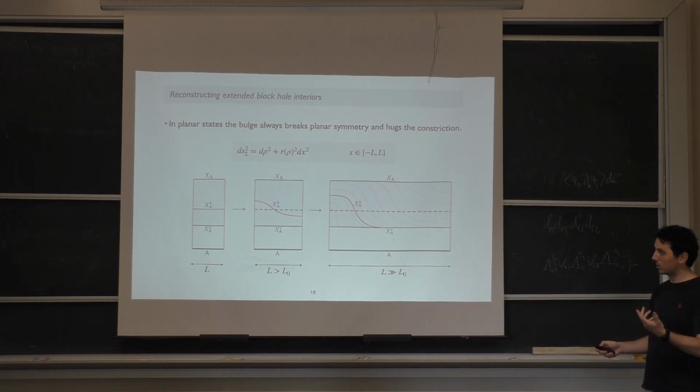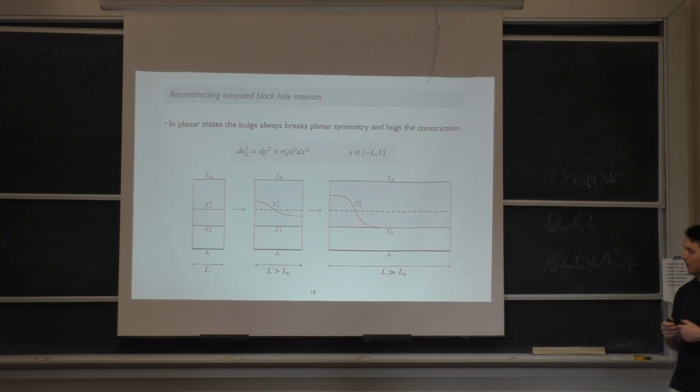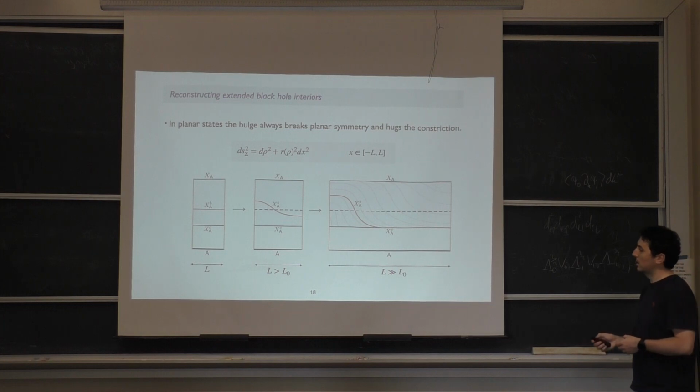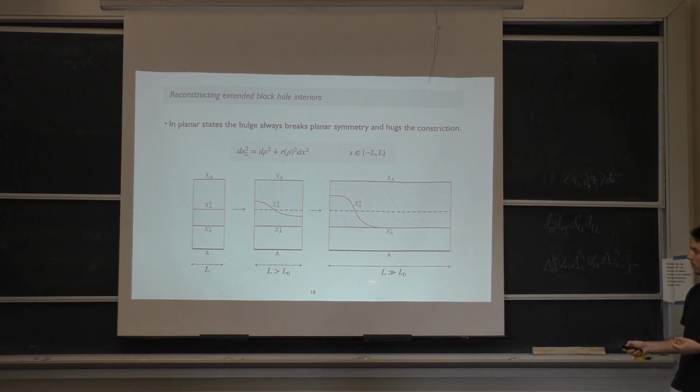So there's actually two surfaces now, which bend and probe the interior geometry. And for very large values of the transverse space dimension, what happens is that the bulge starts to coincide with the constriction for most of the time. So this happens for most of the time, and the region in which they are different is sort of small. It doesn't scale with this parameter L.